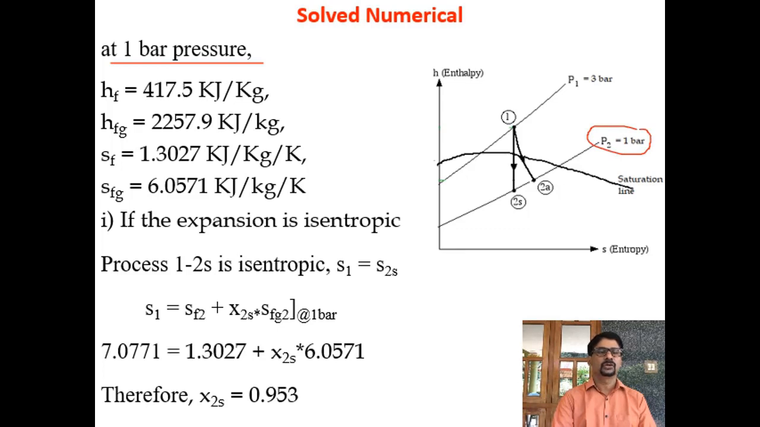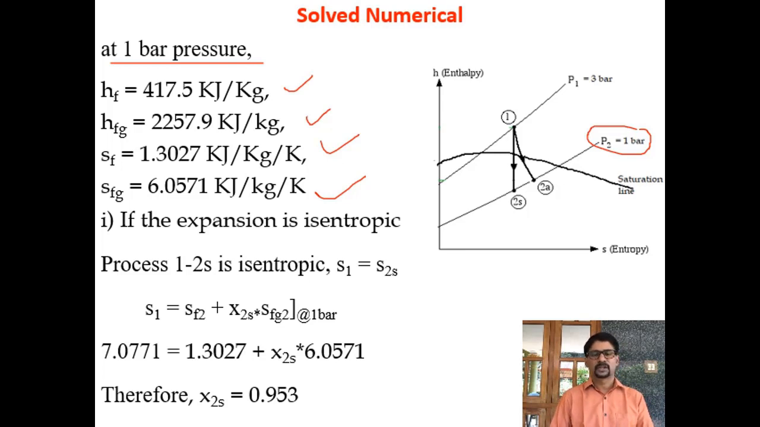So here you have to note down hf, hfg, sf and sfg. No need to give any suffix 2 for these values. Just note down from the A1 table. So at 1 bar, hf is 417.5, hfg is 2257.9, sf is 1.3027 and sfg is 6.0571. Perfect. So these values you have to note down from the steam table. Keep it ready. That's all.